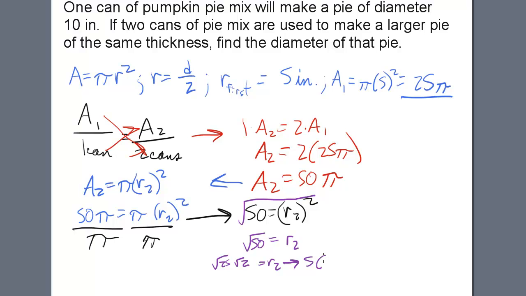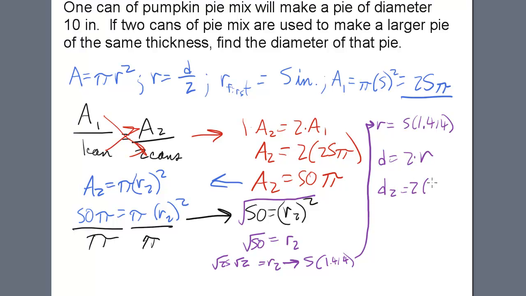And then I think we wanted to use root 2 as 1.414. So going back up to here, we have radius equals 5 times 1.414. I'm not going to do that, but you can just do the math in your head. And then remember, if radius is diameter over 2, that means diameter is 2 times the radius. So this diameter of pie 2 is going to be 2 times 5 times 1.414.